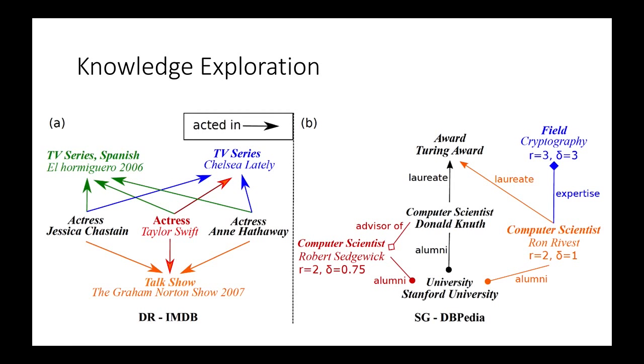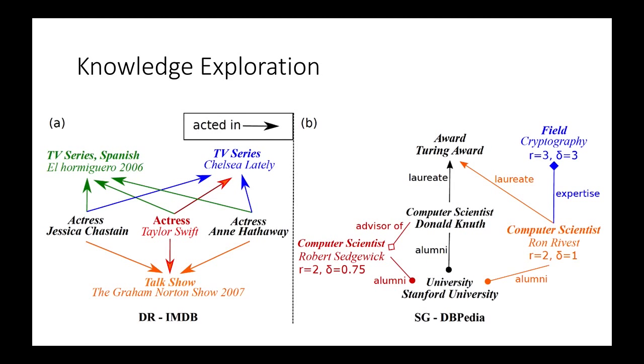The other example is about tuning the exploration. A user may search for Turing, Donald Knuth, and Stanford with r equal to 2 for exploration and a cost bound of 0.75. Sedgwick is suggested to the user, who is Knuth's student and also from Stanford.